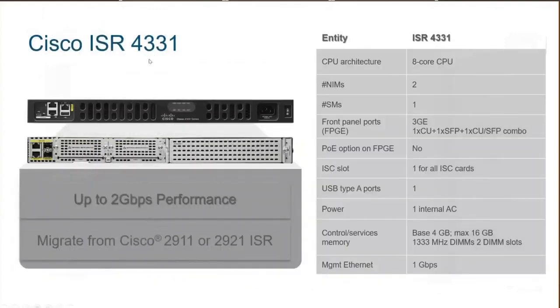4331, again, this is a service module slot, and these two are NIM modules. Since we have 3, the third number is 3. The subfamily is 300, so 4, 3, 3, and 1. Here we don't have segregated cores for control and data plane. It's an 8-core processor, and it will handle both control and data plane.